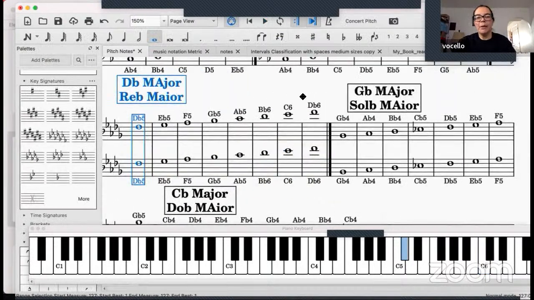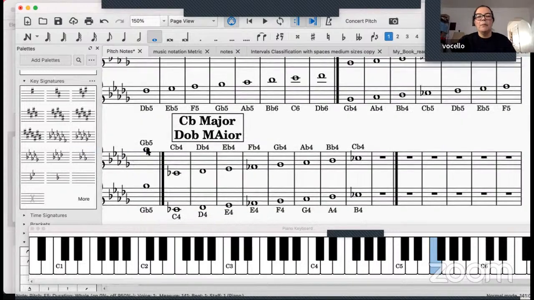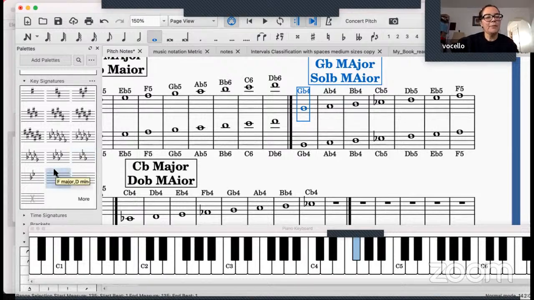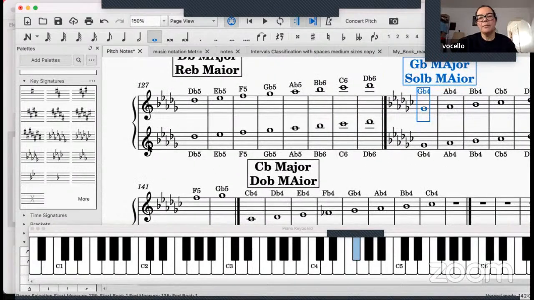Now G flat major, or Sol bemol maior. G flat, A flat, B flat, C flat, D flat, E flat, F natural, and G flat. Because we need to have that pattern: 2 whole steps, 1 half step, and 3 whole steps and 1 half step. So G flat major, or Sol bemol maior, similar to Sol, Dó. B, E, A, D, G, C. This is, I put here, this is treble clef, okay? So B, E, A, D, G, C.